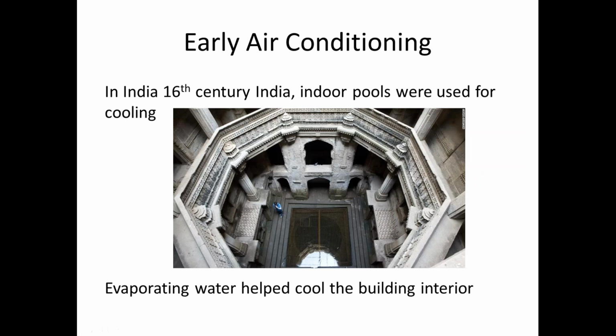So another example of early air conditioning comes from India in the 16th century, where they would use indoor pools, sometimes many stories underground, for air conditioning. So the water evaporating from these pools helps to cool the building interior, cool down the air within this space, and again, keep those buildings at a nice cool temperature, even in a very hot climate.